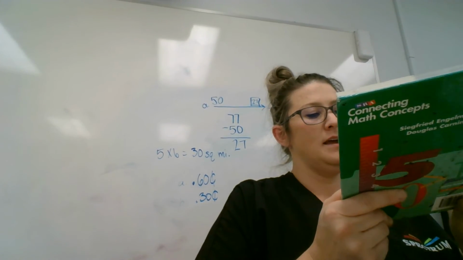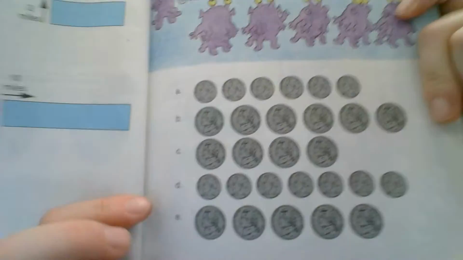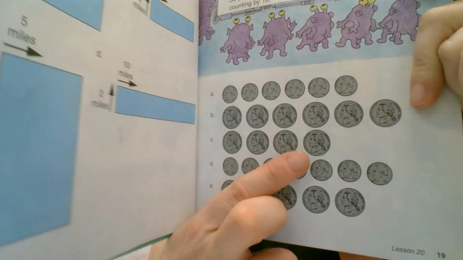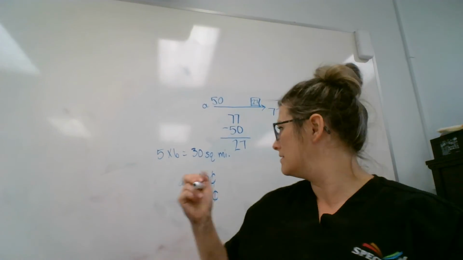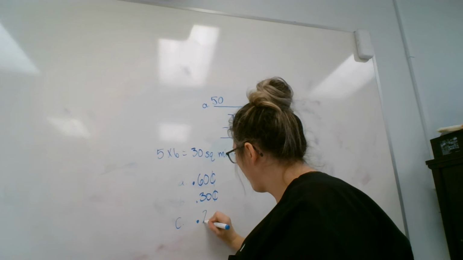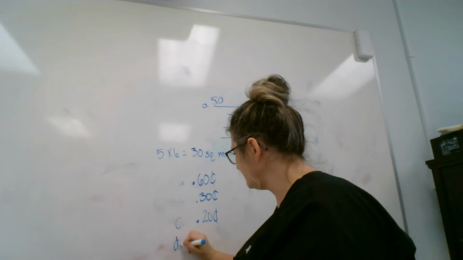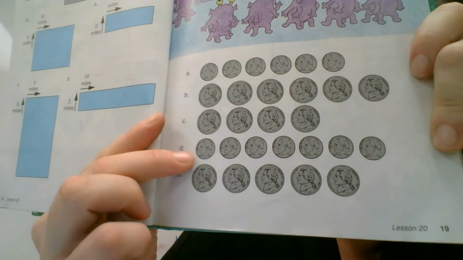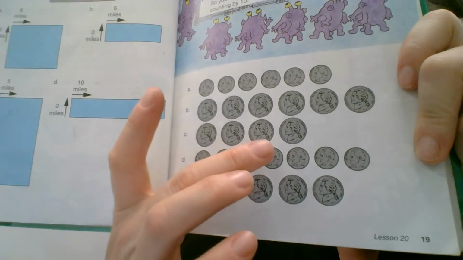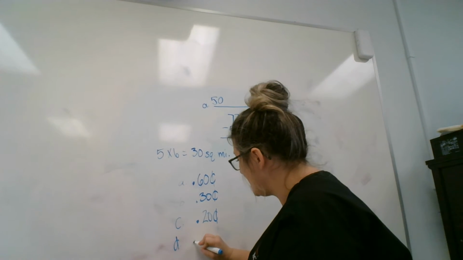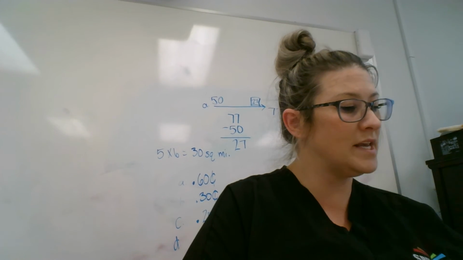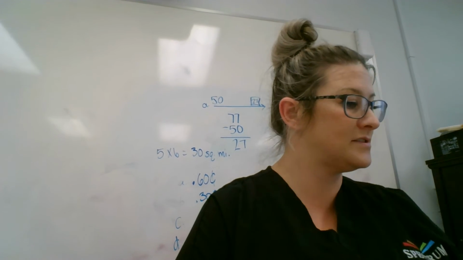All right, we'll do C and D, and then I want you guys to try E on your own. All right, C, ready? Look at the coin. It's a nickel, so we're going to count by 5s. 5, 10, 15, 20. 20 cents. All right, D, the smaller one. Remember, the smaller one is 10. We're going to count by 10. This is a dime. 10, 20, 30, 40, 50, 60, 70. So for that line, we have 70 cents. I want you to go ahead and do E on your own. E is going to be counting by 5s.